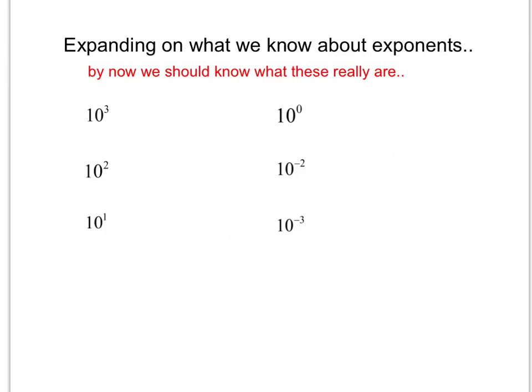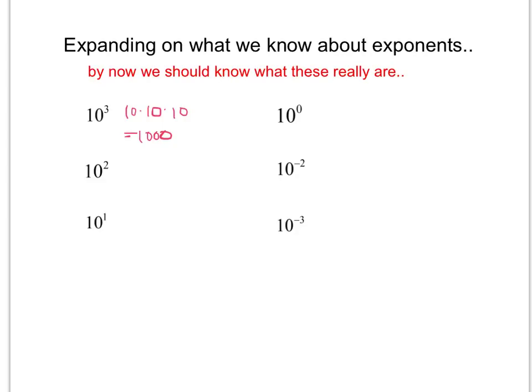First of all, in order to do this, we need to expand on what we know about exponents and what we learned last time around for section 7.1. By now we should know what these really are and what these really mean. That you know that this means 10 times 10 times 10, and if you evaluate this, you get this to equal 1,000.